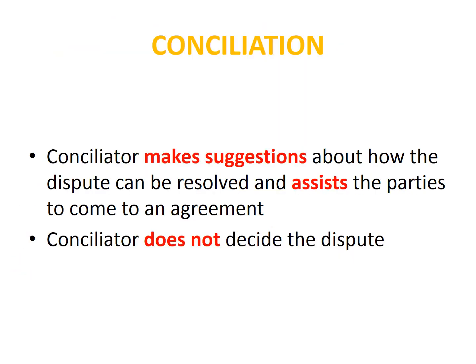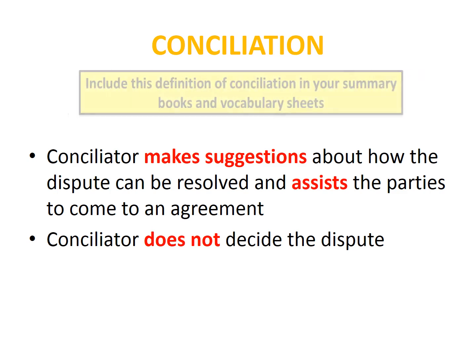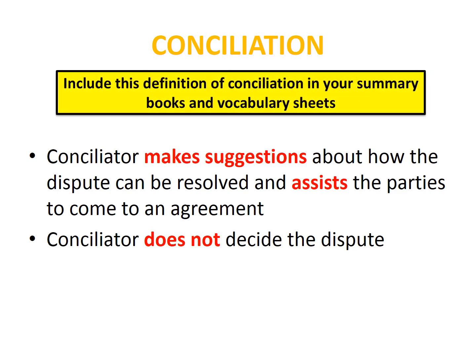Well, if mediation doesn't resolve the dispute, then the Fair Work Commission might then conciliate the dispute. Conciliation has some similarities with mediation, but a major difference between conciliation and mediation is that whereas in a mediation the mediator doesn't make any suggestions about how the dispute can be resolved, in a conciliation, the conciliator, in this case the Fair Work Commission, does make suggestions about how the dispute can be resolved. In fact, a key role of the conciliator is to assist the parties to come to some kind of agreement. So a conciliator is more proactive than a mediator.